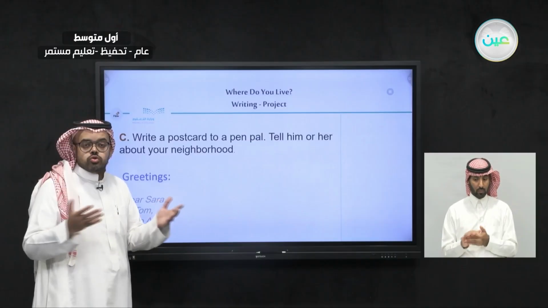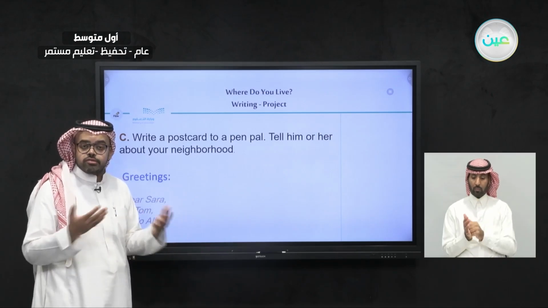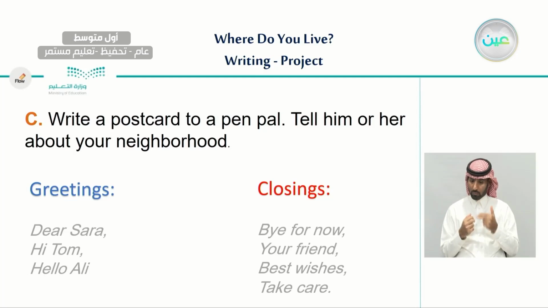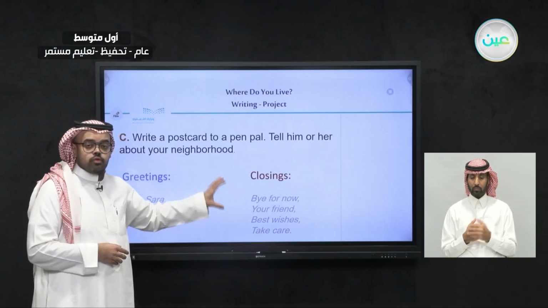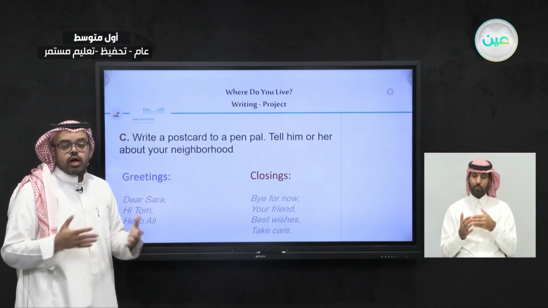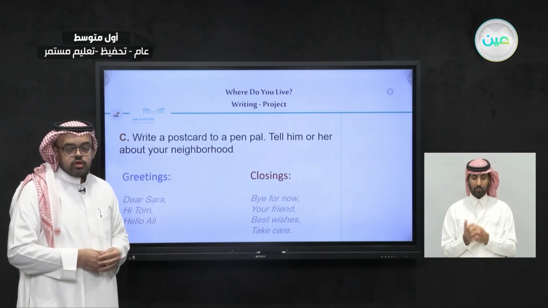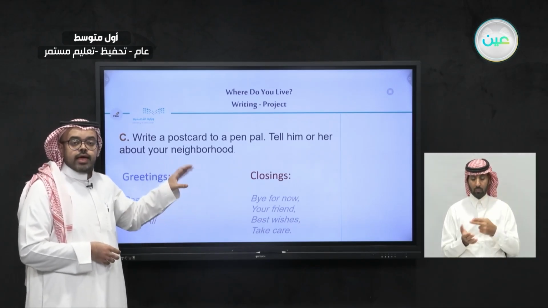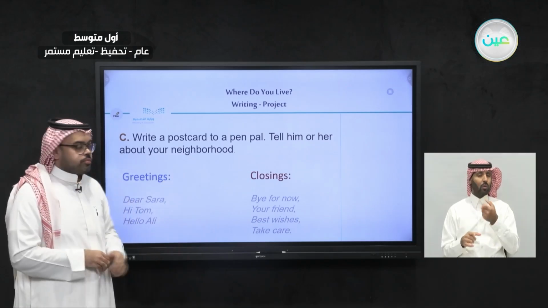After this, you talk about your neighborhood and the places that it has. After this, when you want to close, use these closings. You may say, bye for now, or you might write, your friend, best wishes, or take care. These are examples of how to close an email or a letter. So it's very important that you try to write to a pen pal and tell him about your neighborhood.